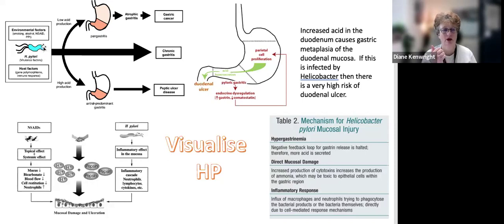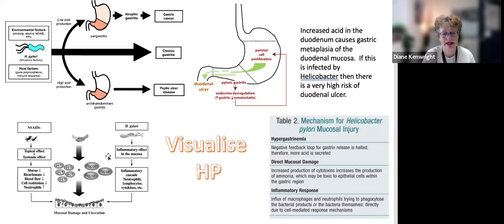So Helicobacter pylori will cause antral predominant gastritis, which causes increased acid production, which causes duodenal dumping. Here's the little cycle here. That causes duodenal ulcer. So how are gastric ulcers formed? Gastric ulcers are formed because of vulnerable mucosa. The mucosa can become vulnerable because of non-steroidals or Helicobacter. They can act together.